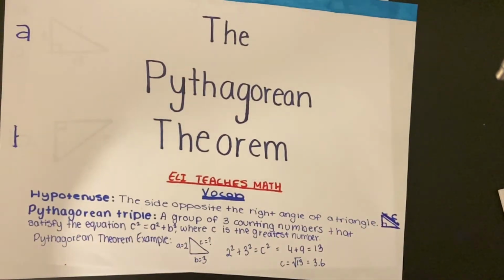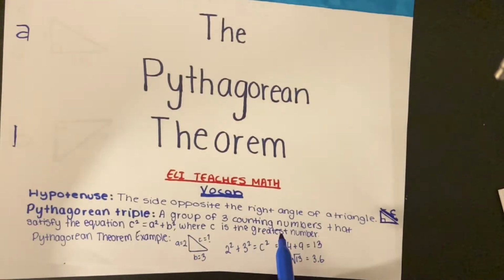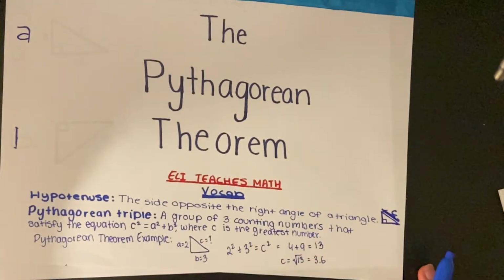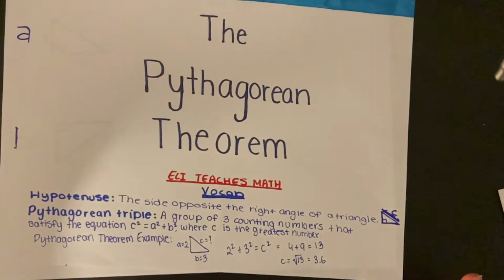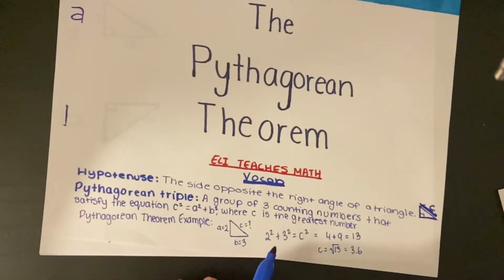This is really important in this lesson, so pay attention. It is a group of 3 counting numbers, so like 3 normal integers that satisfy the equation c squared equals a squared plus b squared, or a squared plus b squared equals c squared, where c would be the greatest number. This is an example of the Pythagorean theorem, all right?